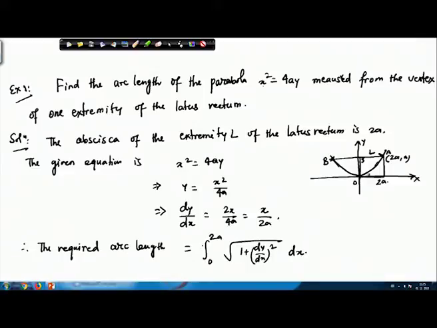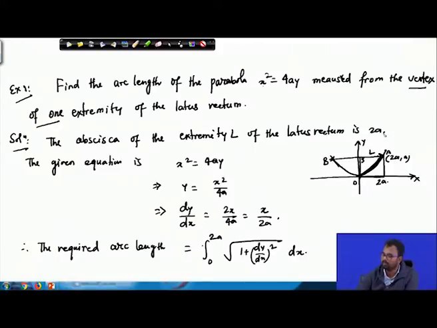So this is the whole latus rectum, and here we are measuring from the vertex to one extremity. That means we will calculate basically this arc length. That is why we are integrating from 0 to 2a. This is a hidden part in the question: the vertex to one extremity. We have to start from the vertex, and that's the length we need to calculate. So from 0 to 2a, and now we have dy/dx as x by 2a, we substitute there.